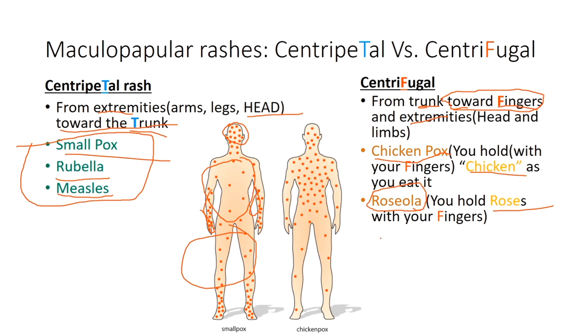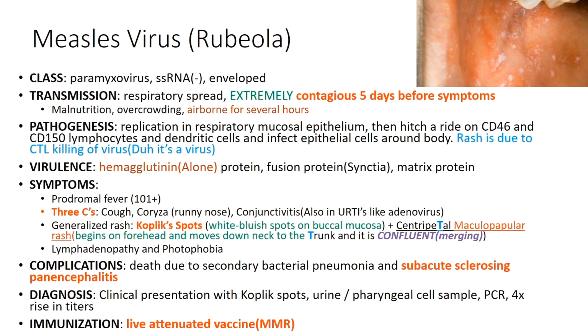So roseola is a centrifugal rash as well. Chickenpox is caused by varicella, and roseola is HHV6, or sixth disease, and we'll get to those momentarily. First is our measles, also known as rubeola. So rubeola is our ruby, or our gem of the diseases, and you're going to get a question on it on your test. So know it and get this free point.